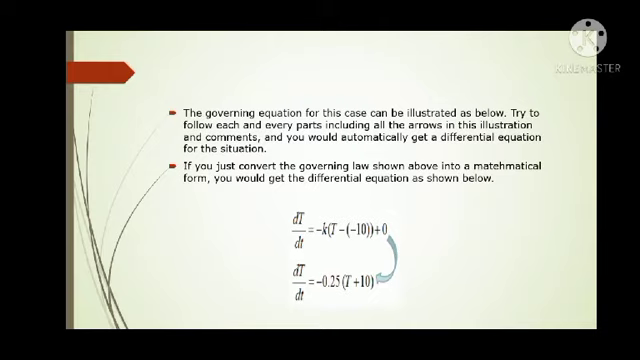The governing equation for this case can be illustrated as below. Try to follow each and every part, including all the arrows in this illustration and comments, and you would automatically get a differential equation for the situation. If you just convert the governing law shown above into a mathematical form, you would get the differential equation as shown below: dT/dt = -k(T - 10), and with k = 0.25, dT/dt = -0.25(T + 10).